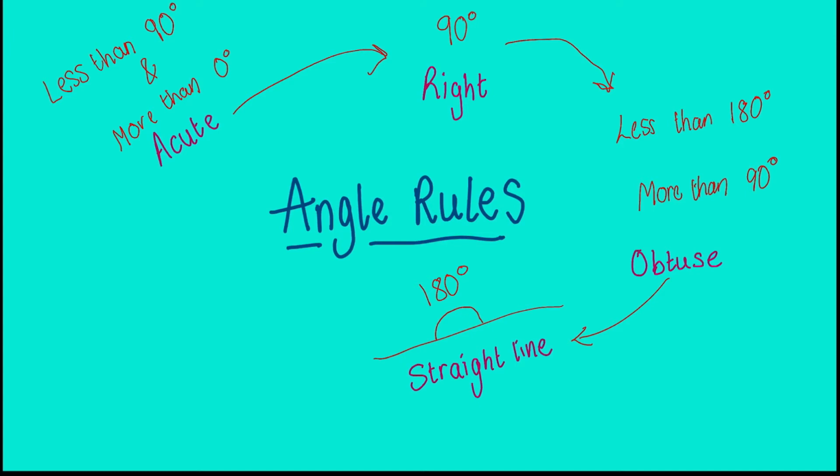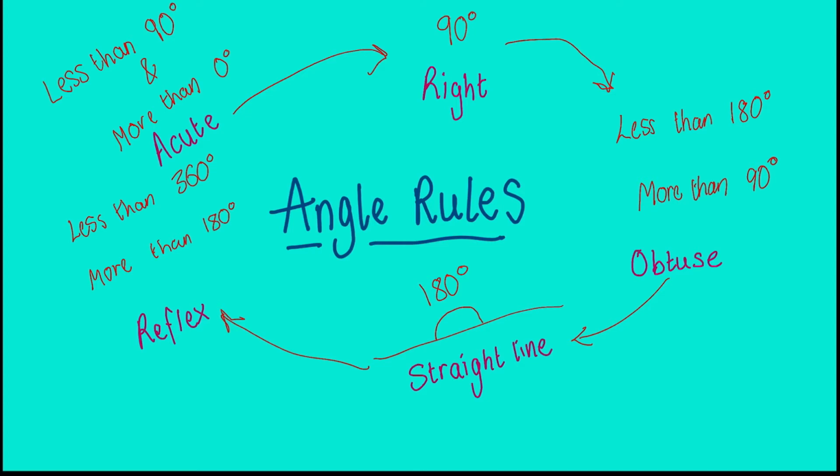And I've got one more angle for you, one more rule, and that's our reflex angle. Someone's already said this. A reflex angle is less than 360 degrees because that's a full turn, but more than 180 degrees. Okay, so those are our 5 key rules about angles.